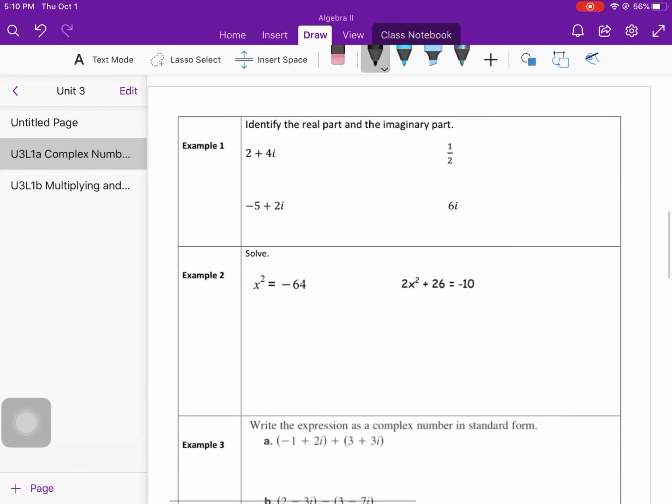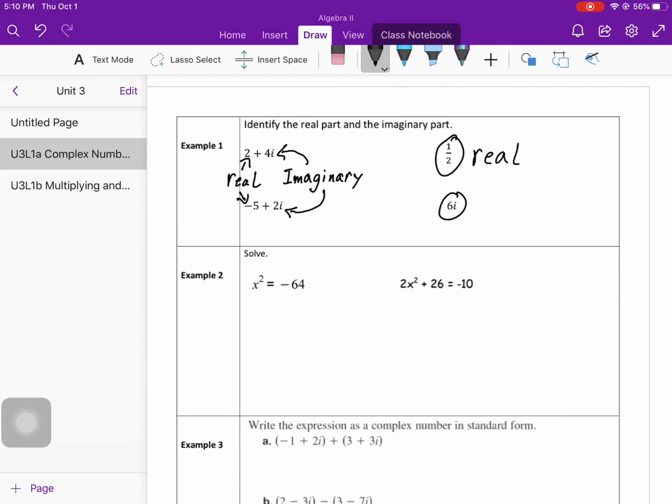Next part, example 1. Identify the real part and the imaginary part. Okay, so I'm just going to look at these two problems here. So the real part is going to be 2 and -5, because 2 and -5 are real numbers. They don't have i's attached to them. And then the imaginary part is going to be anything that has an i next to it. So 4i and 2i. Now over here, if we look at just 1/2, there's no i anywhere, so that's considered real. But this 6i is all by itself, that is imaginary.